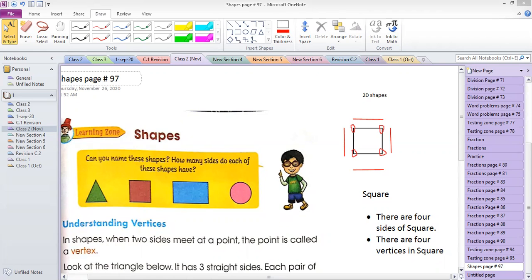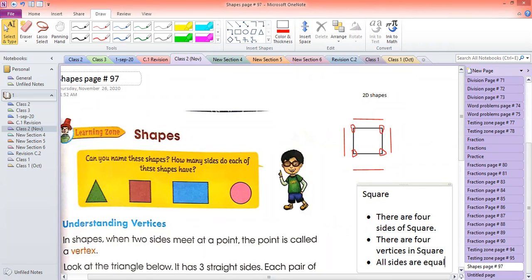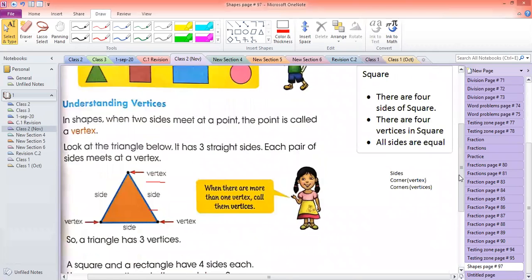And in a square, all sides are equal to each other. This one equals this, this, and this. All sides are equal to each other. These are some important points which we write about a square. Now let's talk about a rectangle.